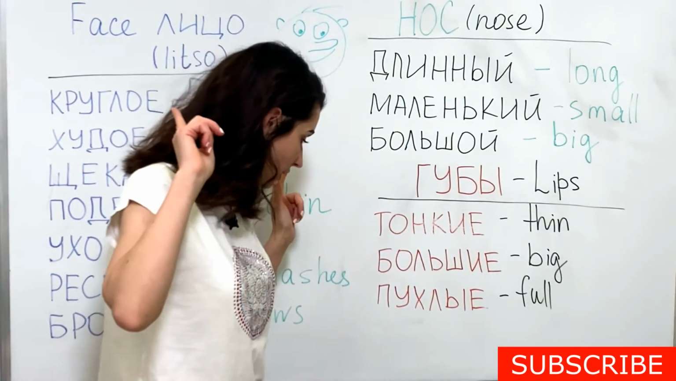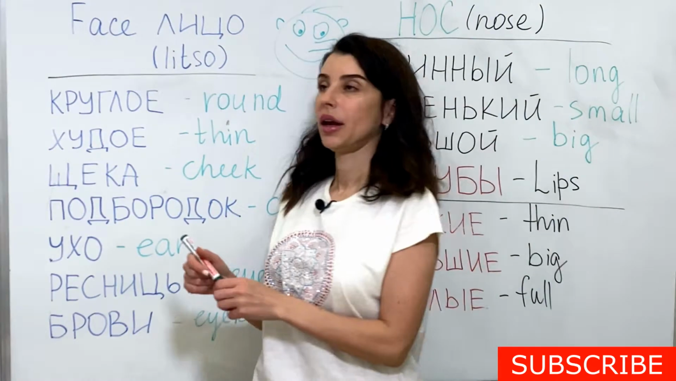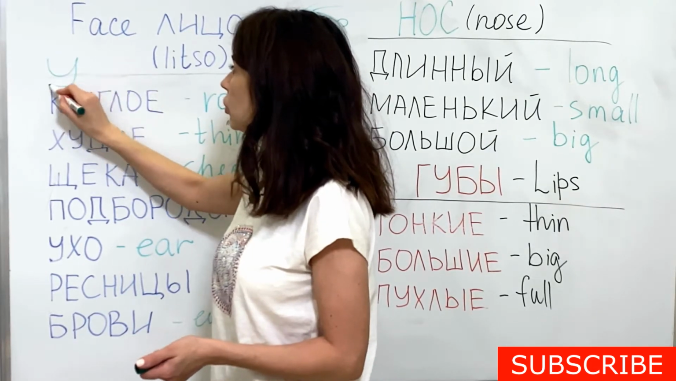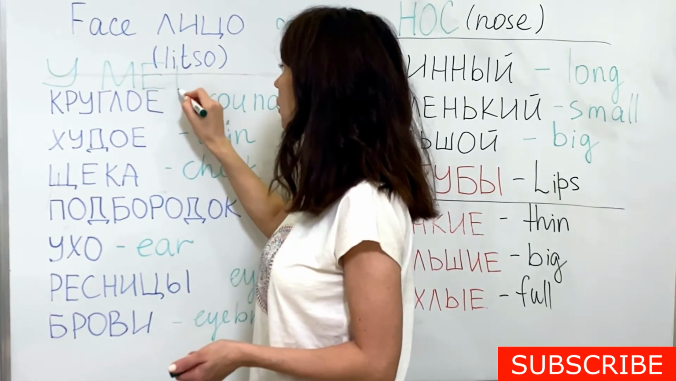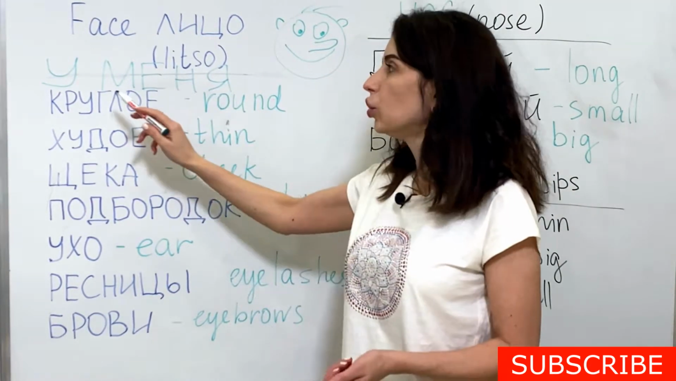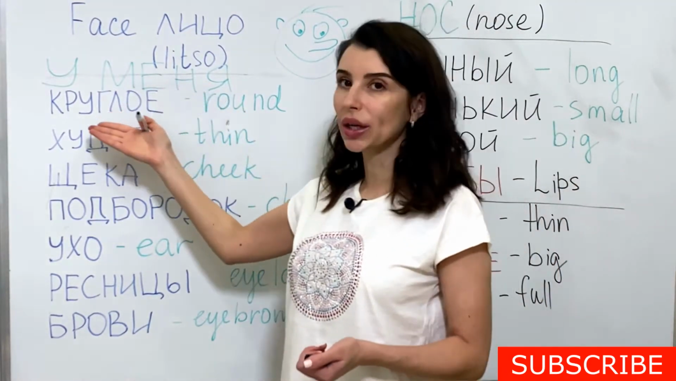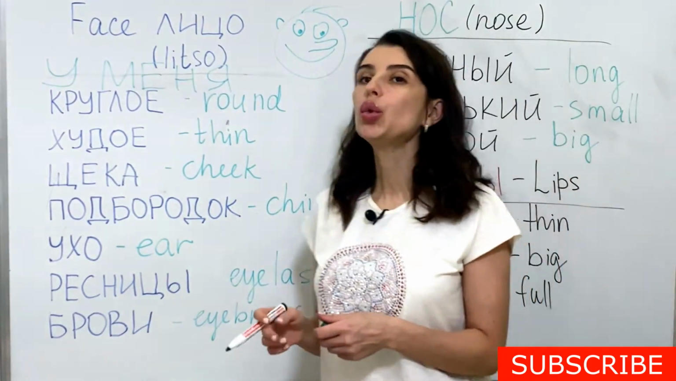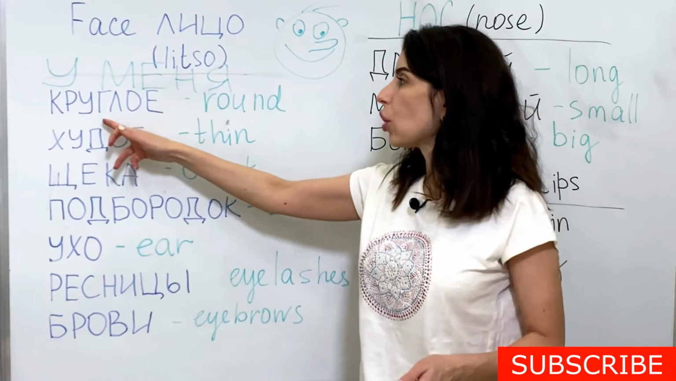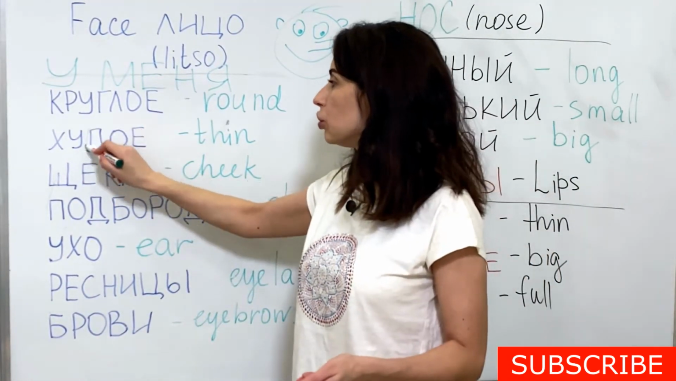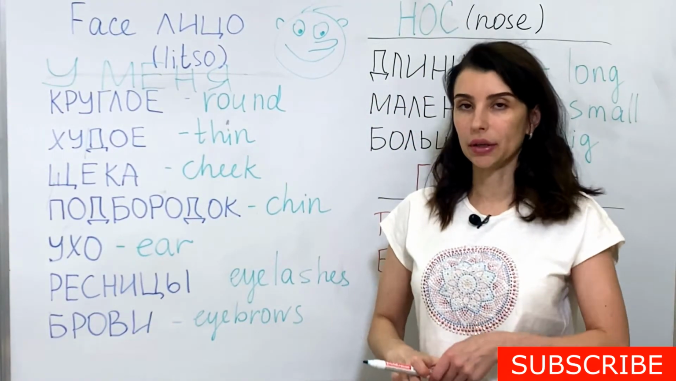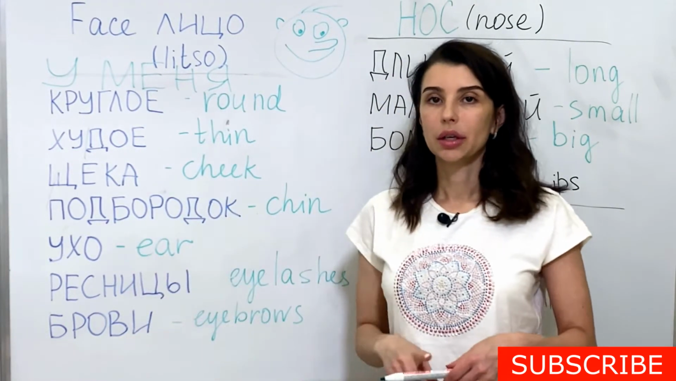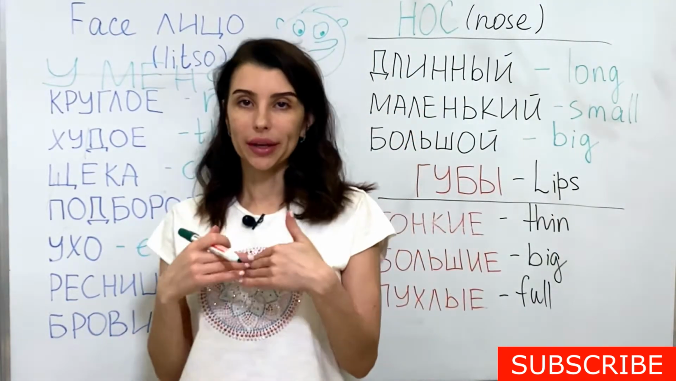У меня, wait, I will show you. У меня круглое лицо. Лицо, face. Худое, вот, худое лицо. It means thin. Okay, round and thin. Круглое or худое.